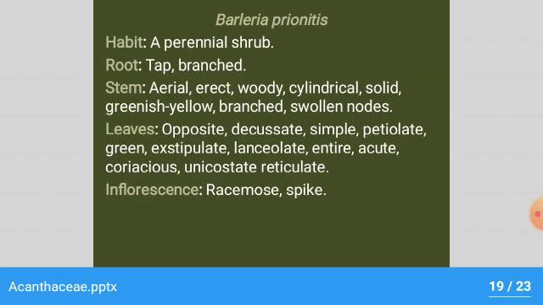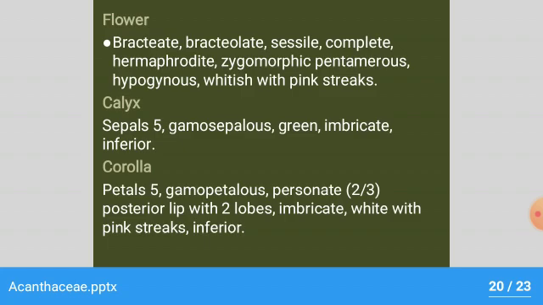Inflorescence generally racemose type. Flowers bracteate, bracteolate, sessile, complete, hermaphrodite, zygomorphic, pentamerous, hypogynous, whitish with pink streaks. Calyx generally sepals 5, gamosepalous, green, imbricate aestivation, inferior ovary. Corolla petals 5, gamopetalous, personate, bilabiate condition, posterior lip with 2 lobes, imbricate, white with pink streaks.